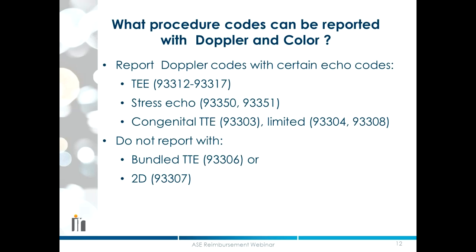What procedure codes can be reported with Doppler and color? There are 3 categories of procedure codes: TEE, stress echo, and congenital TTE. And Doppler and color Doppler cannot be separately reported with the bundled TTE code, the 93306, and it cannot be reported with 93307. The CPT manual states it specifically, and there really isn't much argument; the instructions are very clear about that. Next slide, 13.